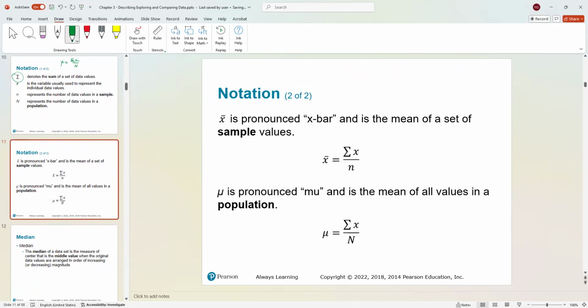These are the formulas. X bar is pronounced X bar and is the mean of a set of sample values. Mu, the lowercase Greek letter, is the mean of all values in a population. These two formulas, I would advise you to put them somewhere. Very important.